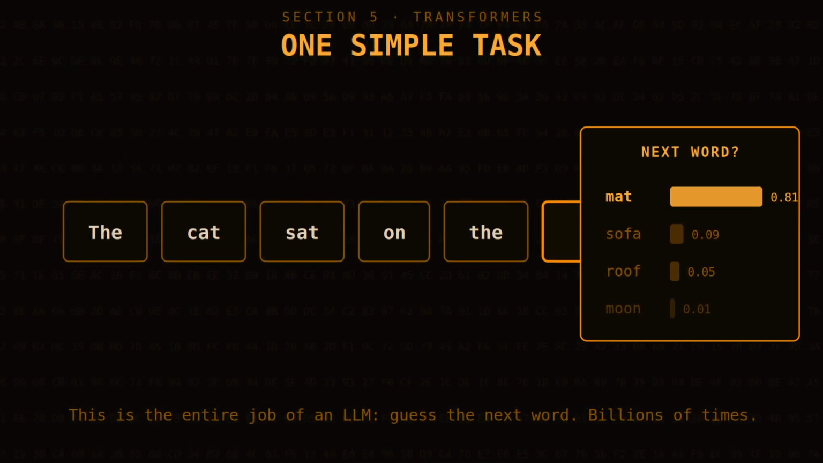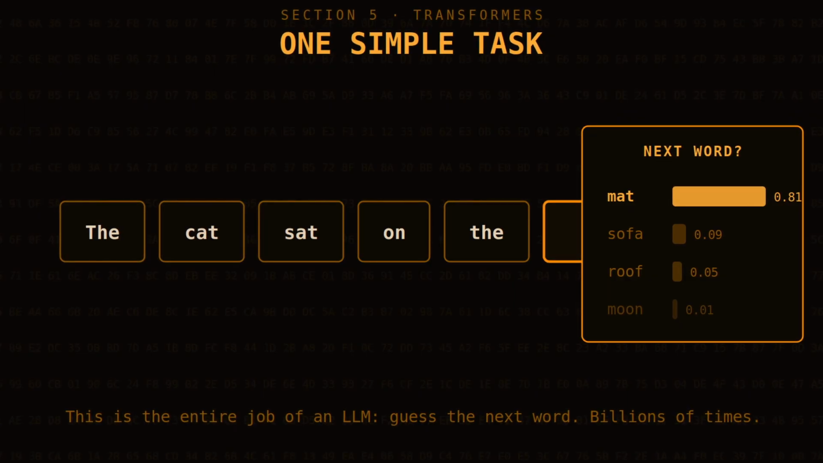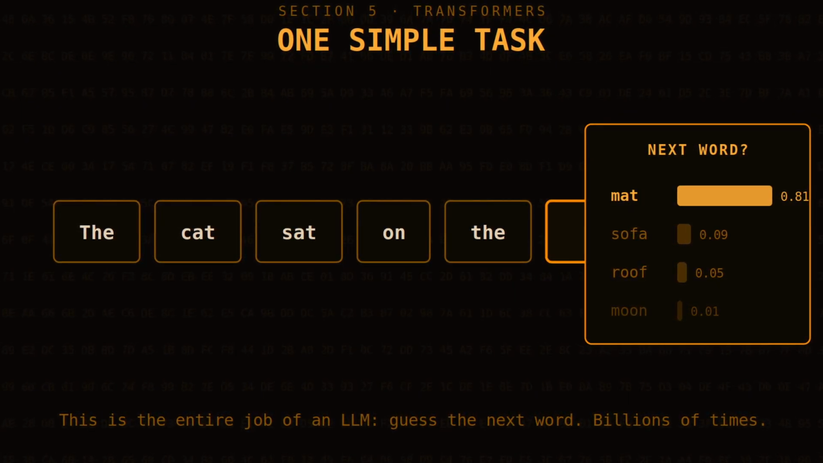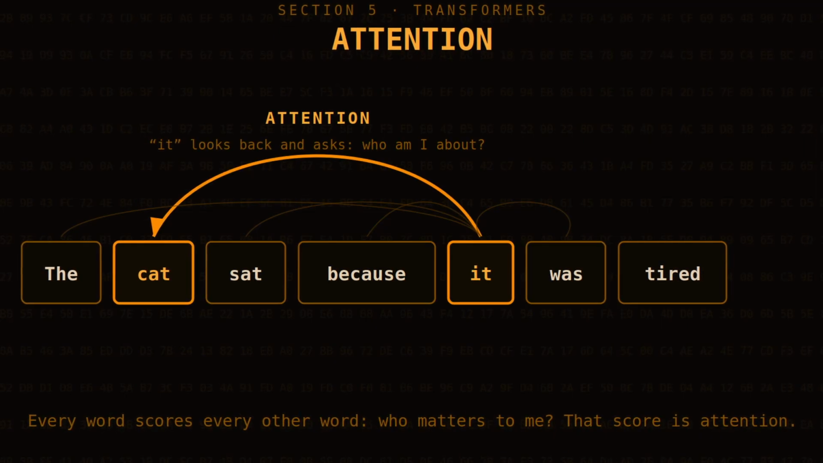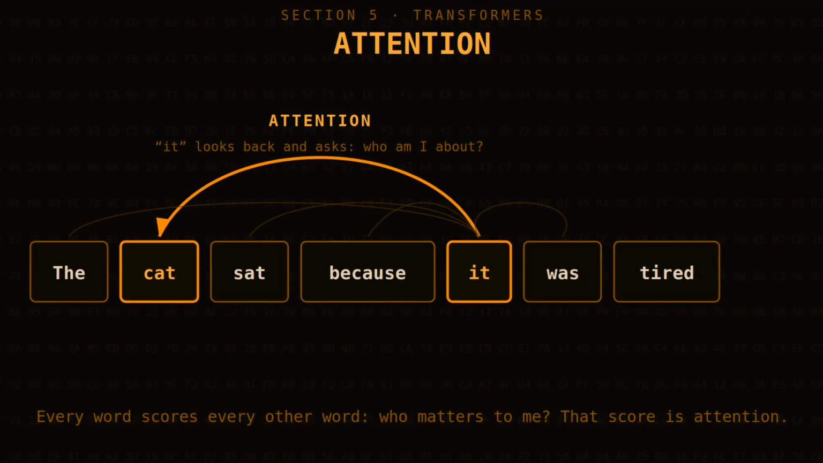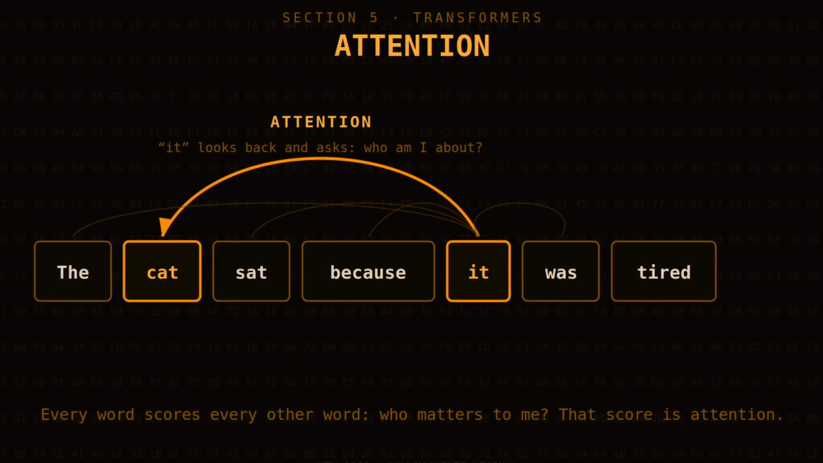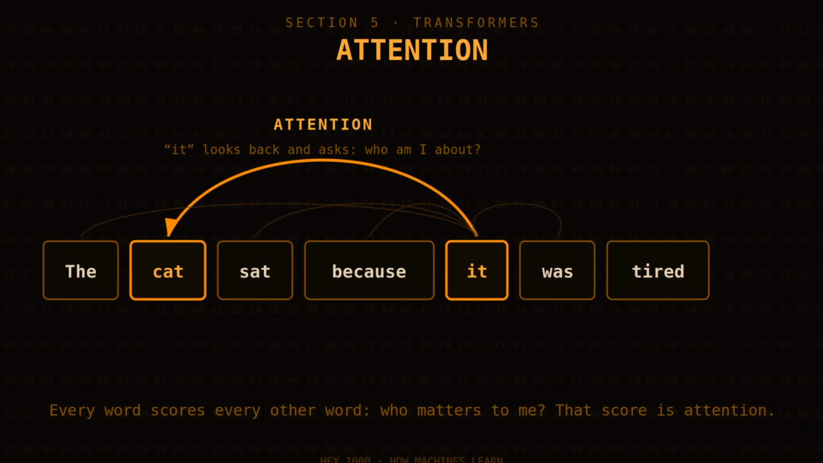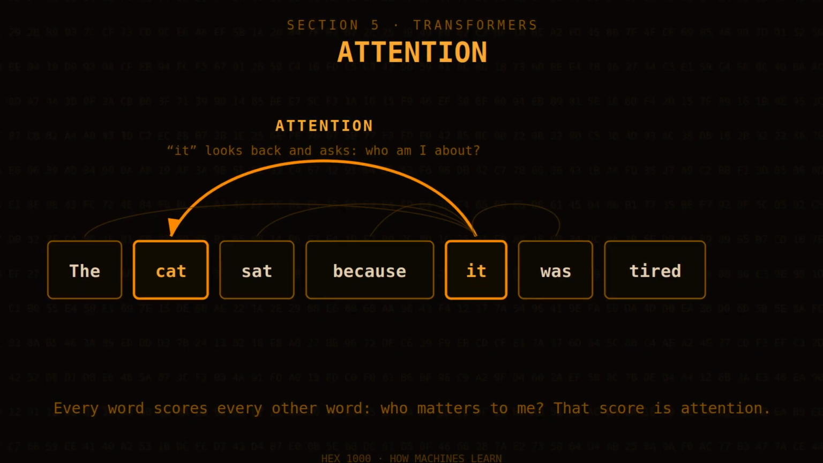A model that reads words one at a time, in isolation, can't do this well. It needs a way to let every word look at every other word and decide which ones matter. In 2017, a research paper introduced an architecture that solved this, and it's the reason modern AI exists. It's called the Transformer. The T in GPT, in fact, stands for Transformer, and its key idea is a mechanism with a simple name: attention.